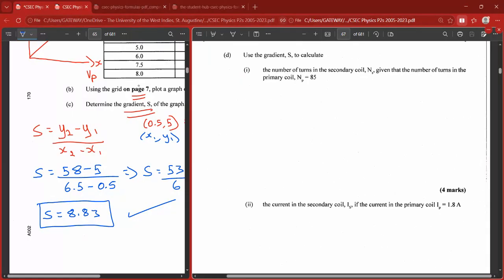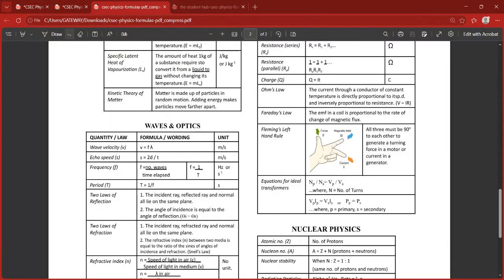So this next part, let's say to use the gradient S to calculate the number of turns in the secondary coil NS, given that the number of turns in the primary coil NP is 85. So there's this formula sheet here. You want to scroll down until you reach equations for ideal transformers. Now they don't give you this in the exam, but if you're using this to do past paper questions or practice, just look in the formula sheet. After a couple of tries, you might be able to learn it quickly, right?